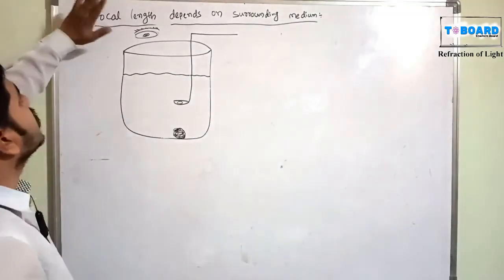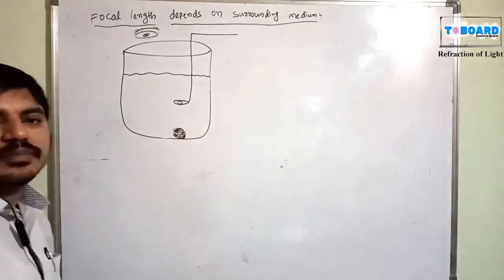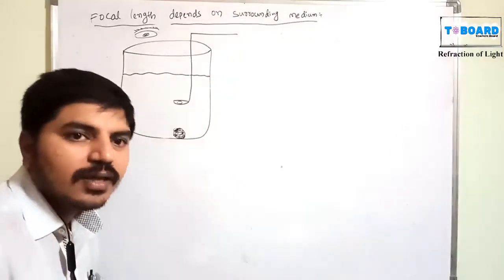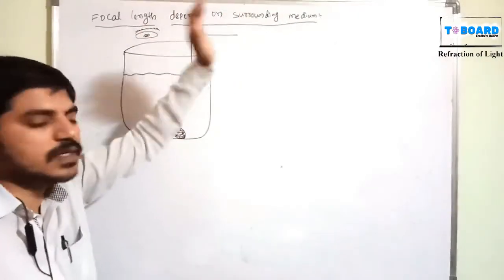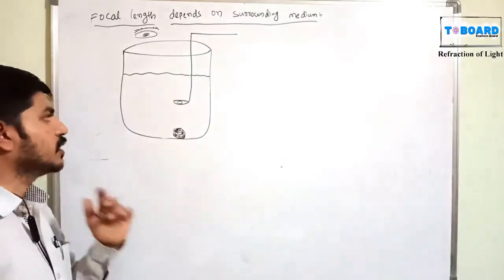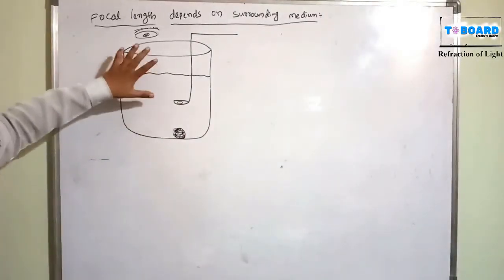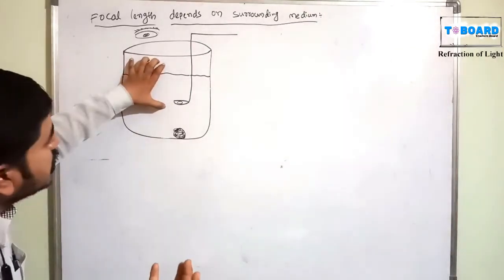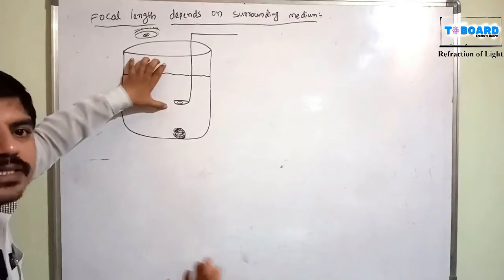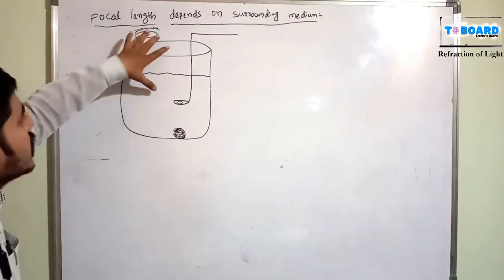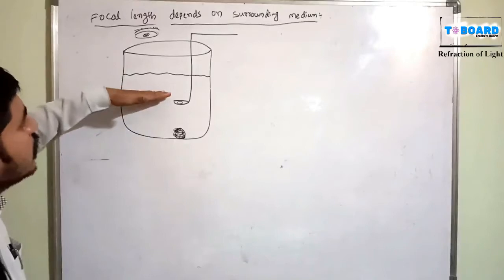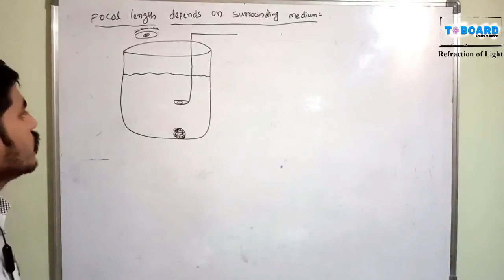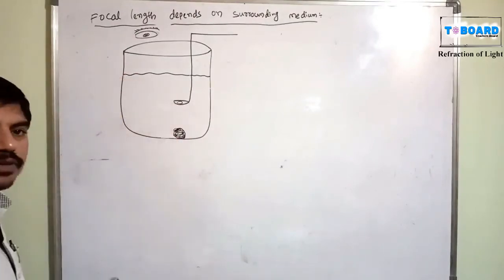Now see here, the focal length depends on the surrounding medium. This is one kind of activity that shows whether the focal length depends on the surrounding medium or not. Now first of all I want to take a jar, or any transparent container. You can take a jar and fill it with water, and here the measurements are very important. First of all, you can bring a lens.